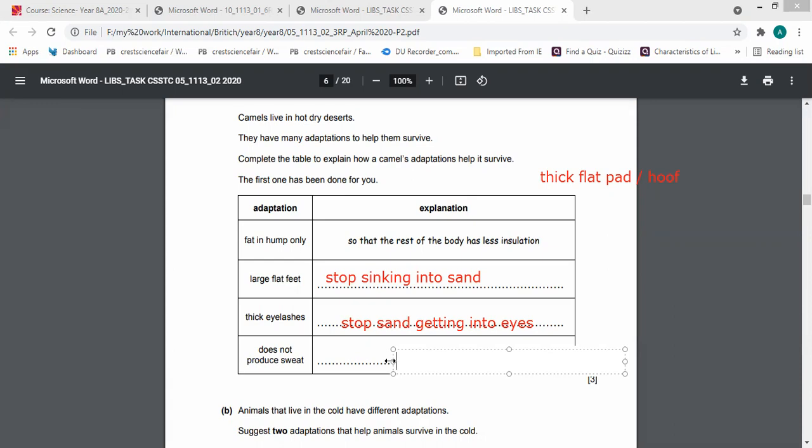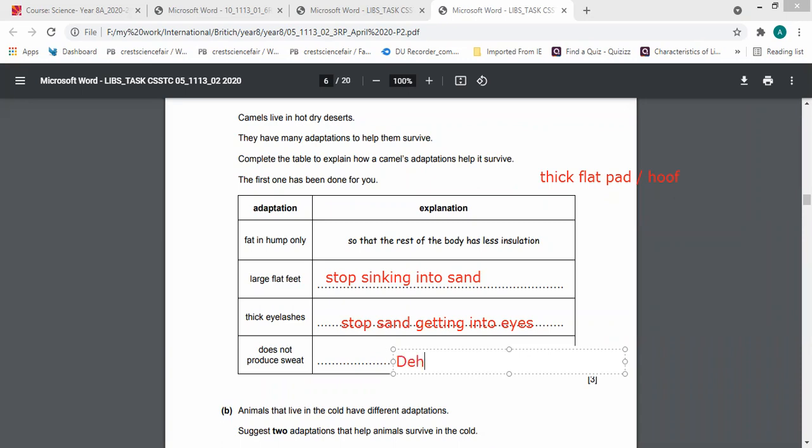Okay, you got it? Yes. I will repeat it again. Camels live in the desert with hot conditions. So camels need to store water and food inside their bodies. So the camel doesn't produce sweat, to avoid losing water and to maintain the amount of water inside the body. The scientific word for losing water is called dehydration.